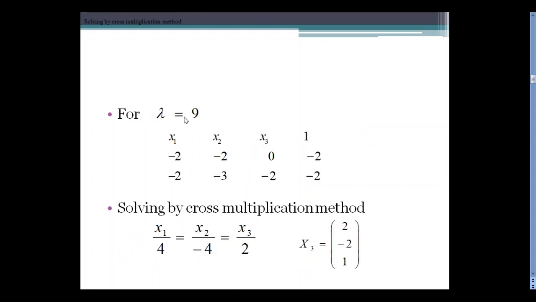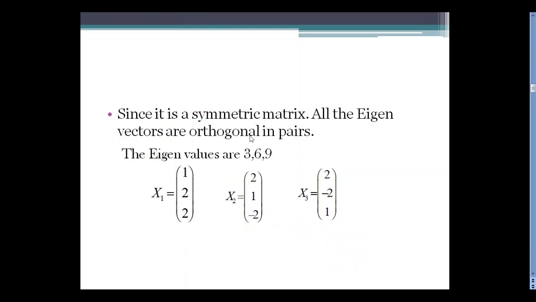Coming to the third eigenvalue, lambda equal to 9, we take x1, x2, x3 and the first element. So cross multiply. For x1 you find these two, for x3 you take these two, and for x2 you take these two values. Cross multiply. We get X3 equal to, here I divided by 2, 2, minus 2, 1. This is your third eigenvector. Now we got three eigenvectors.